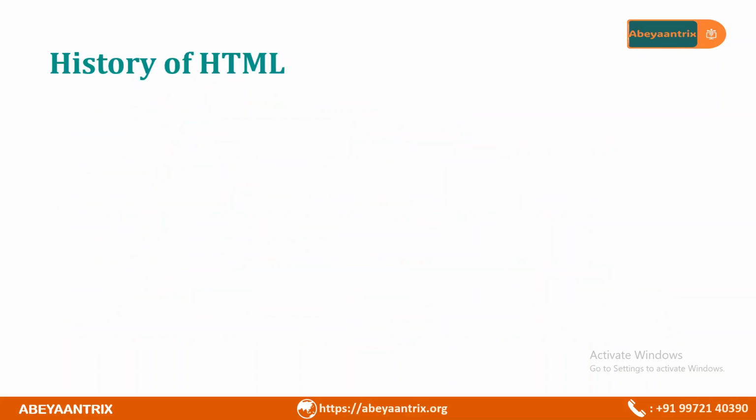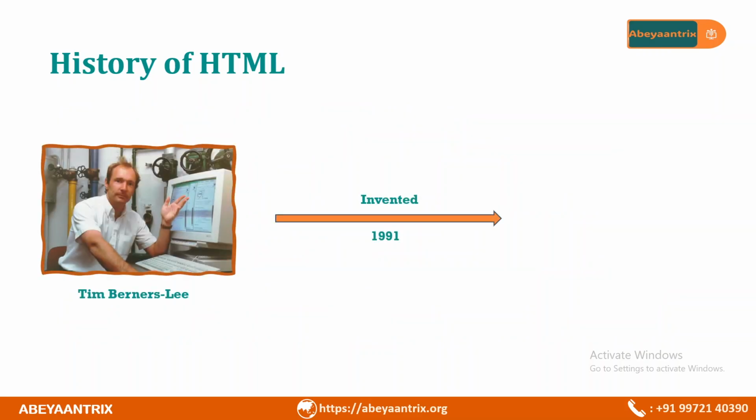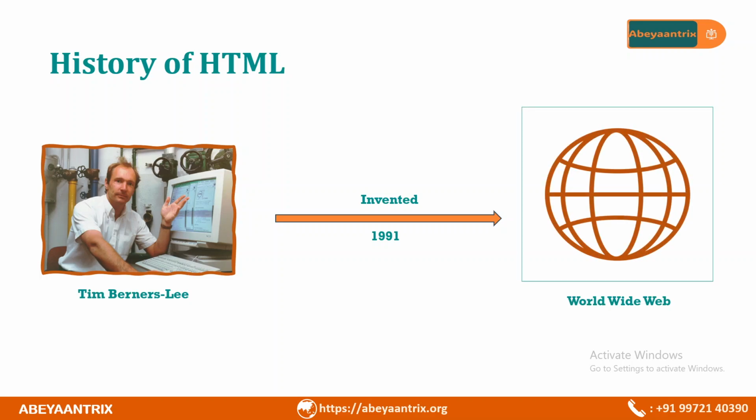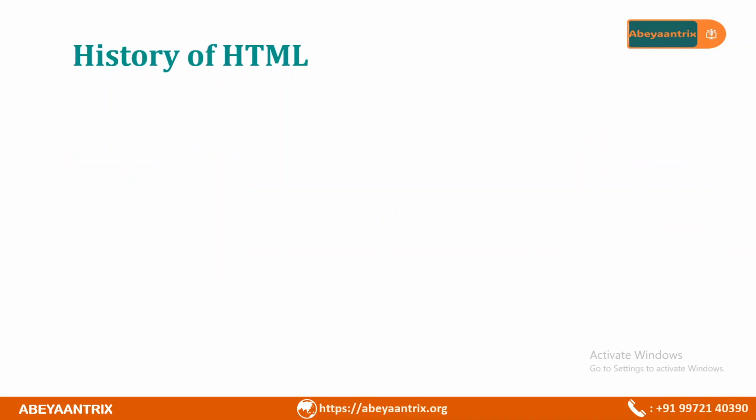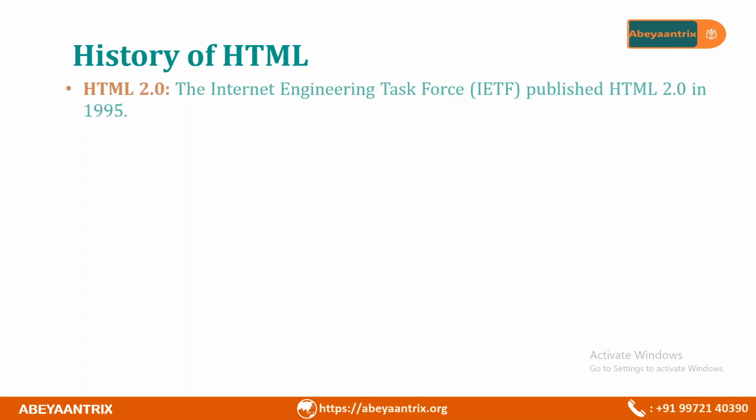Okay, so next we'll move on to the history of HTML. HTML was first invented in 1991. Tim Berners-Lee is the person who invented the World Wide Web. So in the year 1991, that time only, the HTML page was invented. The first version was HTML 2.0. The Internet Engineering Task Force, IETF, published HTML 2.0 in 1995.